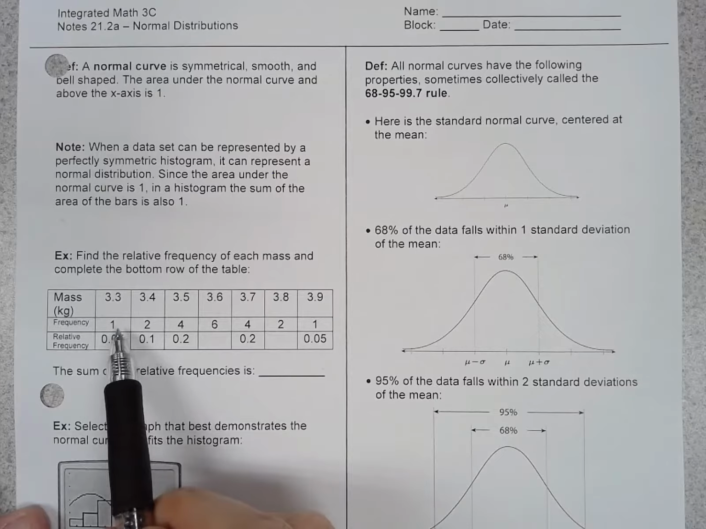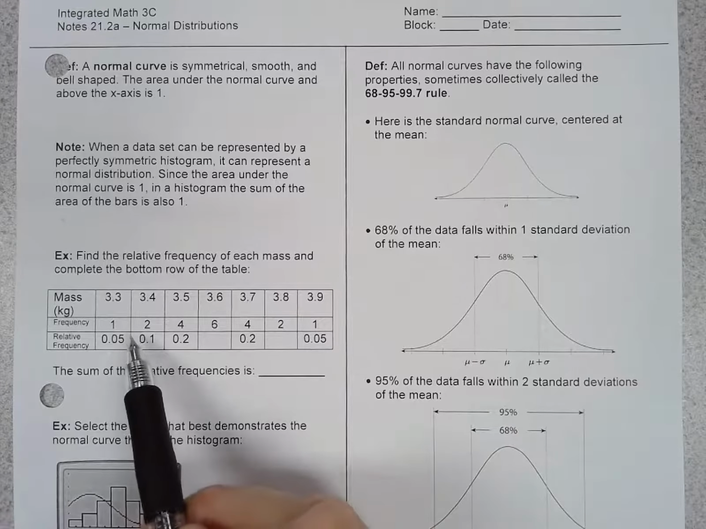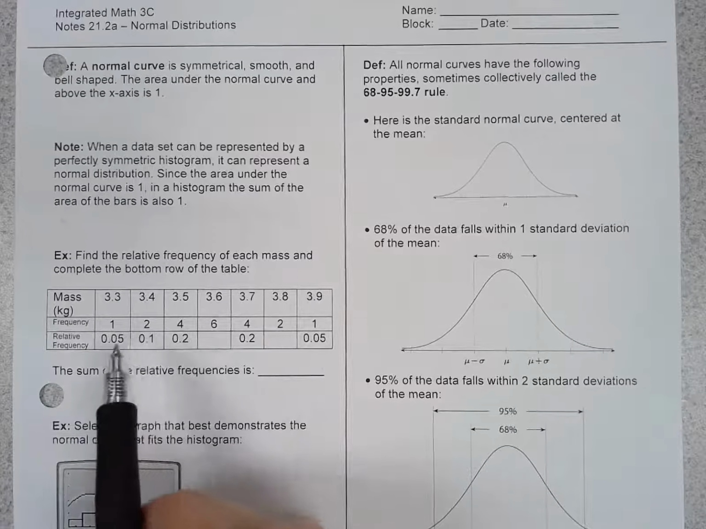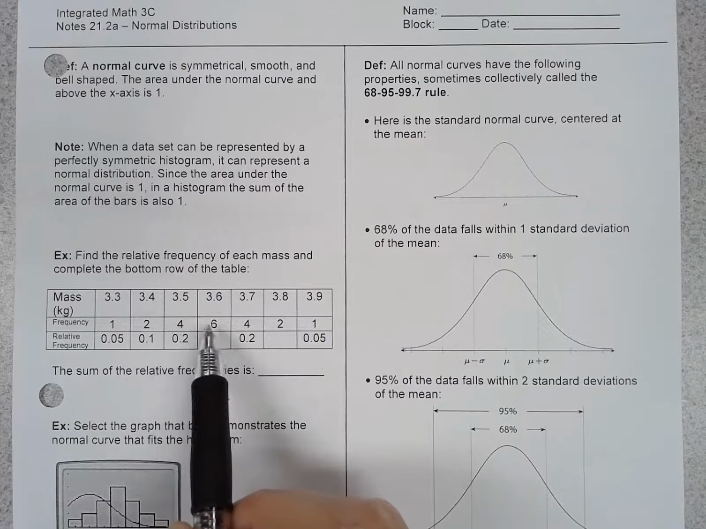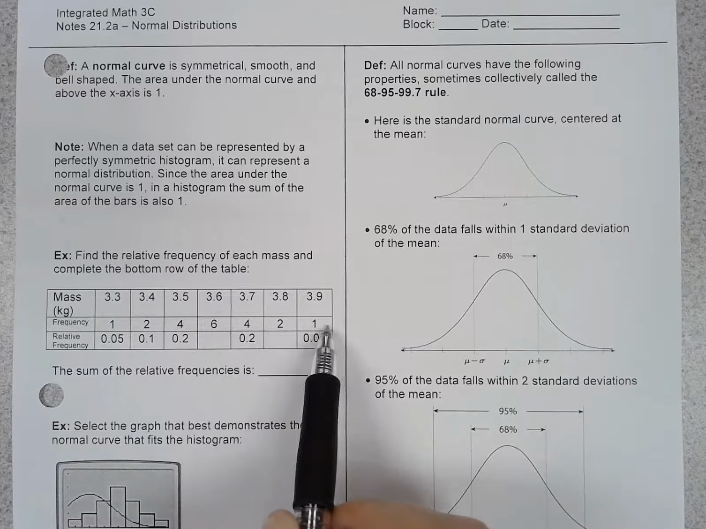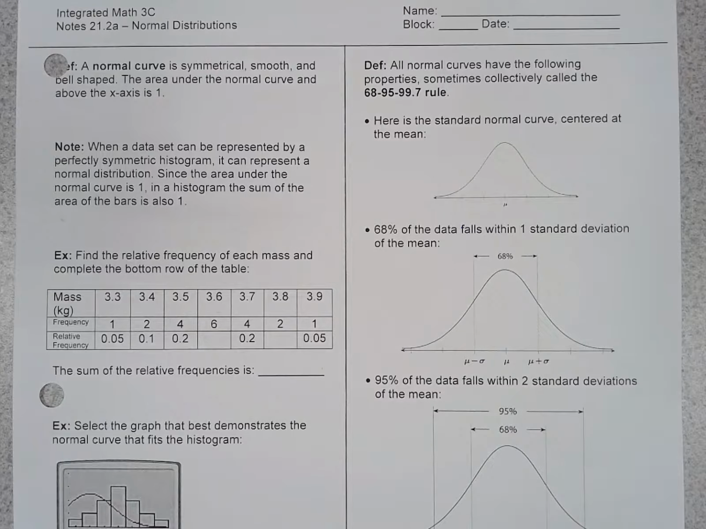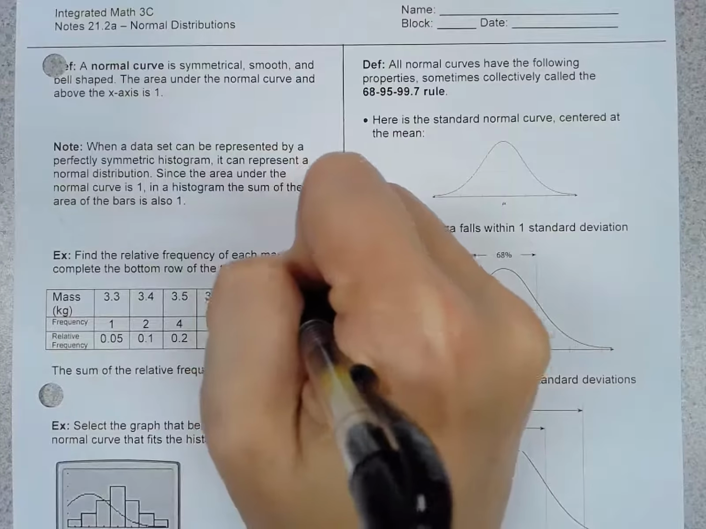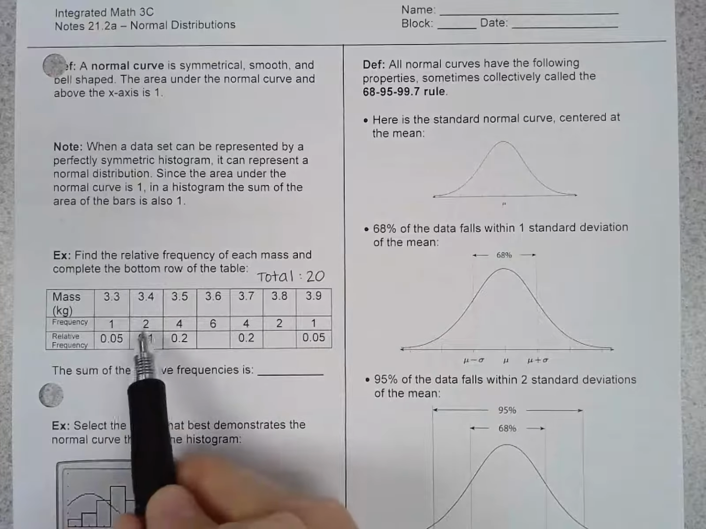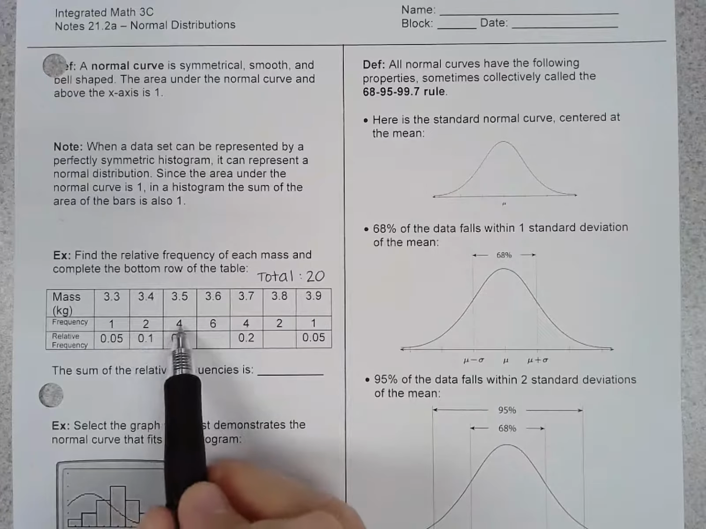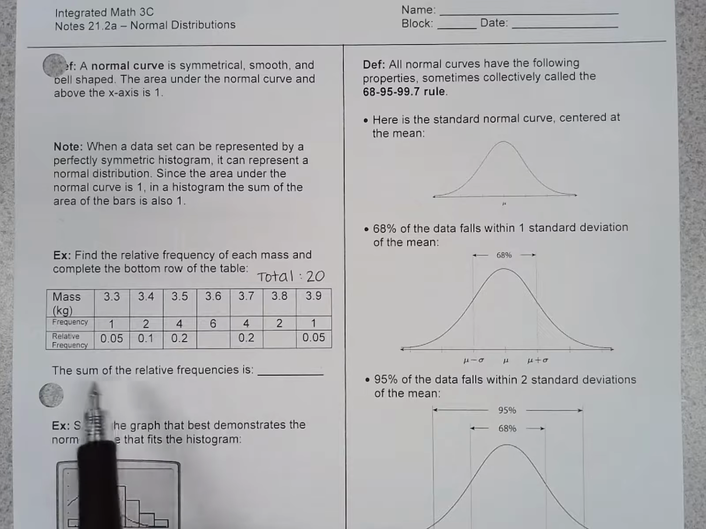Let's see. So the first thing that you want to do is go through and figure out in this one how many there are total being represented. So if you go through and add up 1, 2, 4, 6, 4, 2, and 1, and sum all of those numbers together, you get that there's a total of 20. So there's 20 values. There's 1 that's 3.3, there's 2 that's 3.4, there are 4 that are 3.5, and then it would continue.